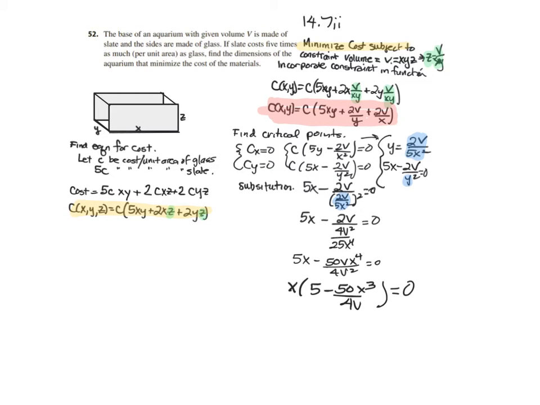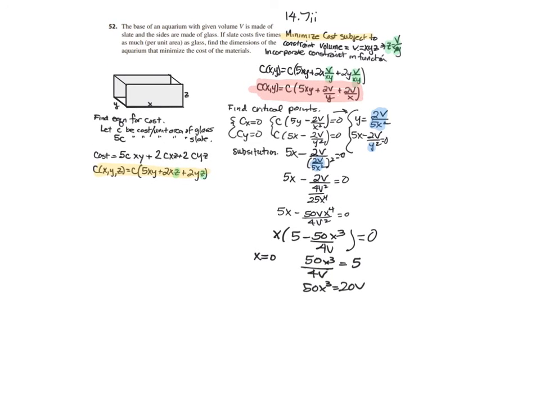So either x equals 0, which doesn't make sense here because we would not have a box, or 50x cubed over 4v equals 5. 50x cubed equals 20v. So x cubed equals 2/5 v.